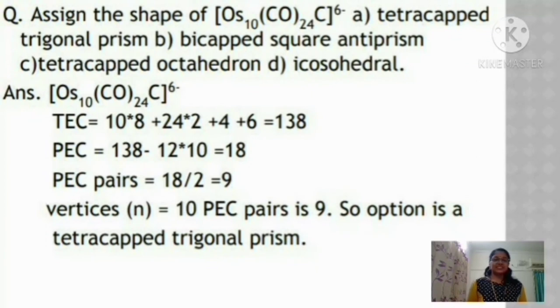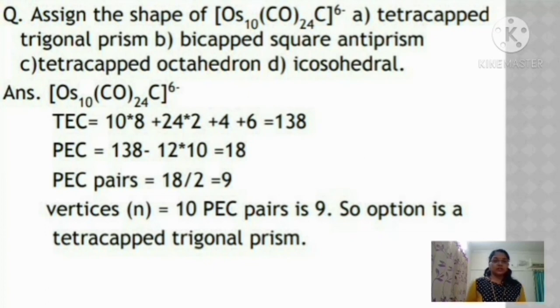So coming to the last question, assign the structure of Os10(CO)24C 6-. Options given: A is tetracapped trigonal prism, B is bicapped square antiprism, C is tetracapped octahedron, and D is icosahedron. In this compound, the osmium metal atom belongs to the iron group, and iron has 8 electrons. Similarly osmium also has 8 valence electrons. So the total valence electron count is 8 into 10 plus, each carbonyl group shares 2 electrons, so 24 into 2, plus carbon has valence electron 4, so plus 4, plus again negative 6, that means adding plus 6. So the total will be equal to 138.